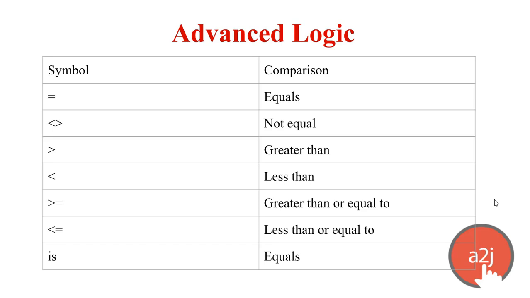Advanced logic supports the following symbols, and the symbol is on the left, and the explanation of what it is on the right. So within those mathematical equations, within logic, you can use equals, does not equal, greater than, less than, greater than or equal to, less than or equal to, or use the word "is" for equals.